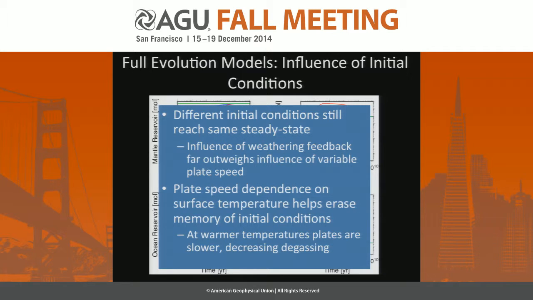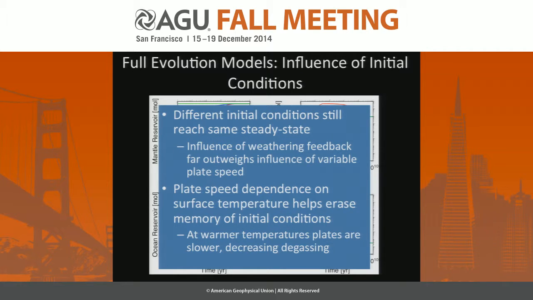And the reason for that is fairly obvious almost in hindsight, and that's because the weathering feedback far outweighs the dependence of plate speed on surface temperature. So the weathering rate can vary by orders of magnitude as CO2 and temperature change. The plate speed ends up only varying by a factor of 2, which influences degassing. So the weathering feedback wins easily and can push everything to this same steady state.